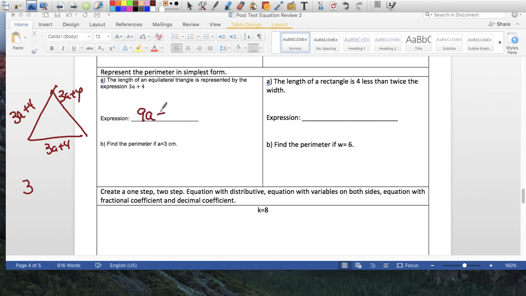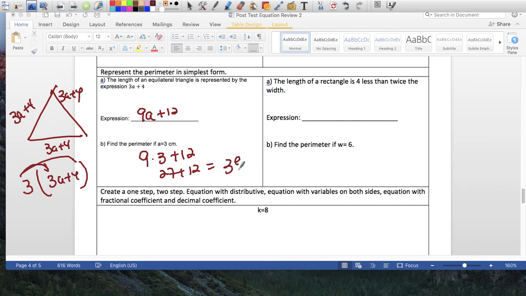And 4 plus 4 plus 4, which is 12. Or you could have done distributive property and get that. And then the second thing, find the perimeter if a equals 3. If a equals 3, let's substitute. I get 9 times, replace the a with 3, plus 12. And I get 27 plus 12, which is 39 units, whatever the units are.